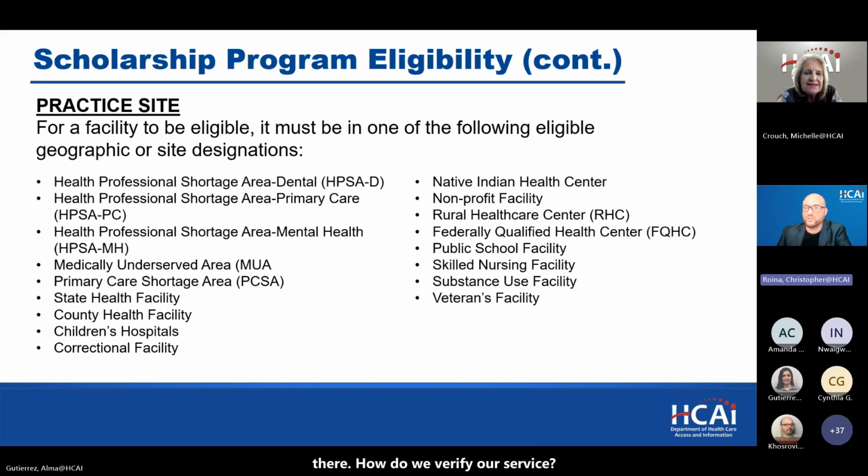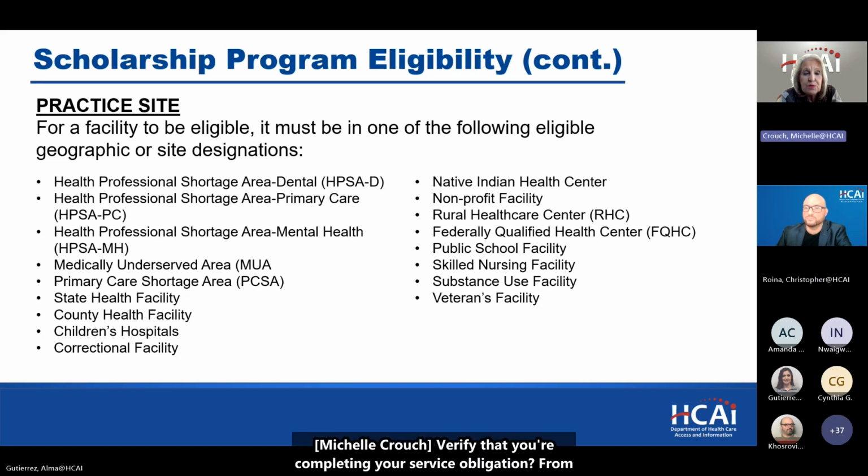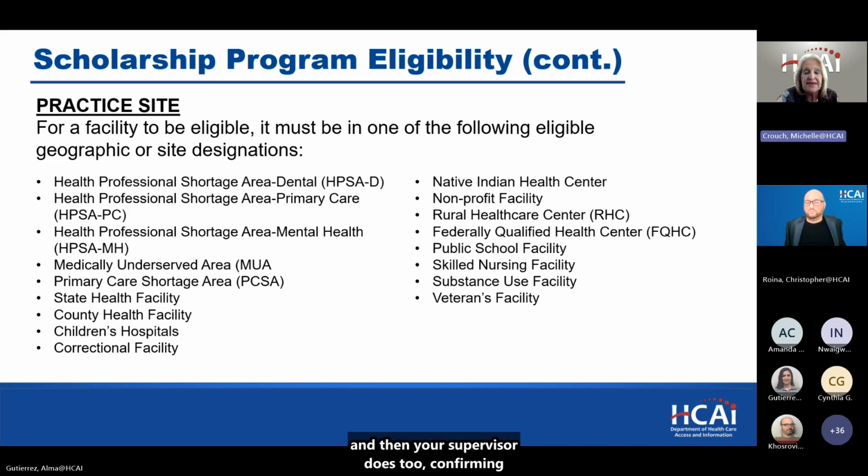Okay. How do we verify our service? Verified that you're completing your service obligation from those 2 progress reports that will be due throughout the 12 months, one after 6 months and then a final one. And you sign off on that report, and then your supervisor does too, confirming that you are meeting the 32 hours per week of direct patient care in an eligible facility.